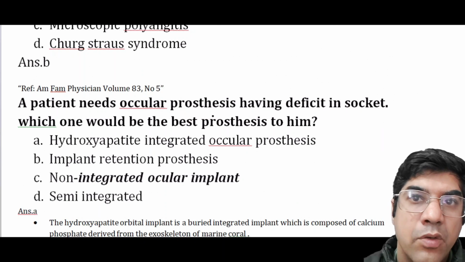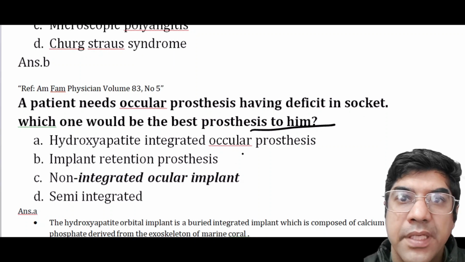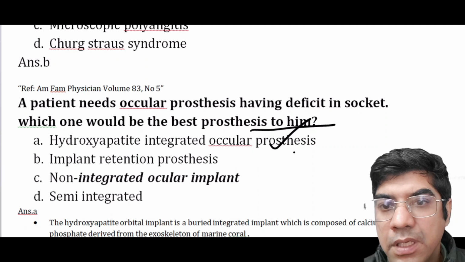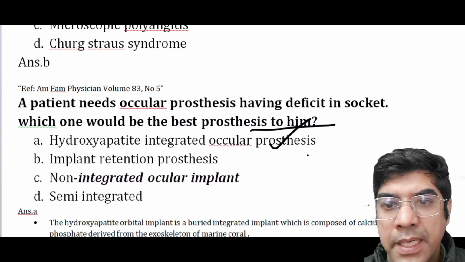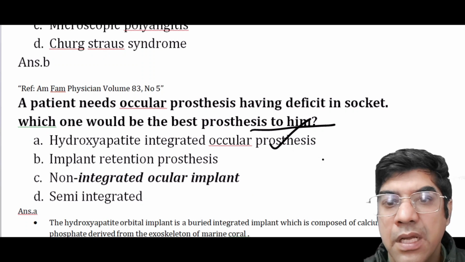The patient needs an ocular prosthesis, having a defect in the socket. Which one would be the best prosthesis for him? The answer is the hydroxyapatite integrated ocular prosthesis. The hydroxyapatite orbital implant is a type of ocular prosthesis that is designed to replace the missing volume in the eye socket following enucleation.